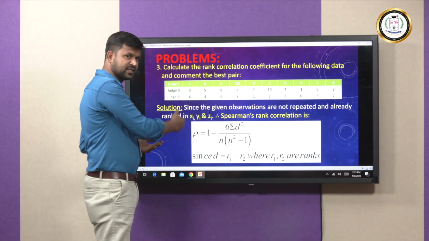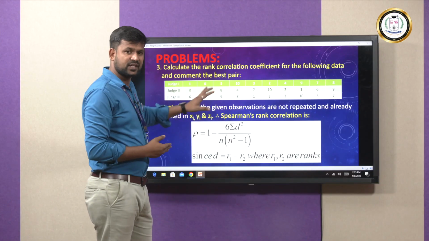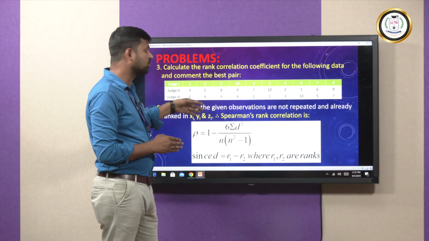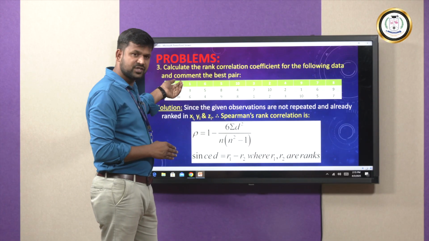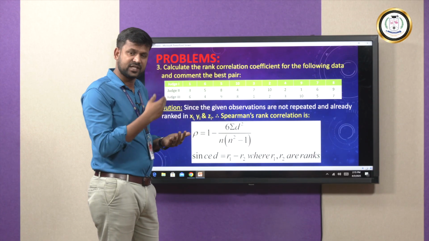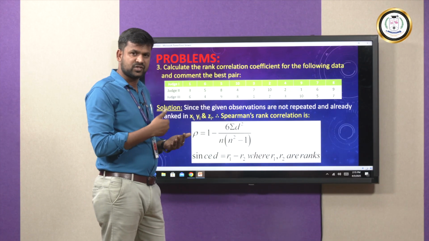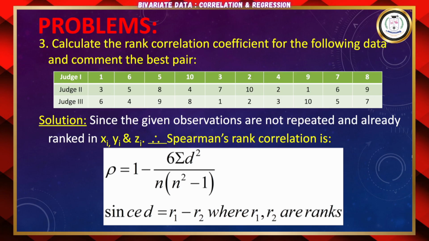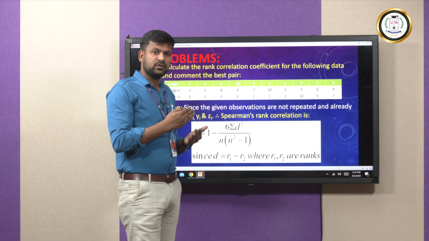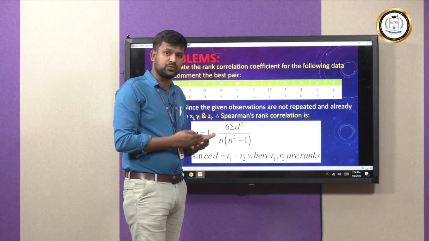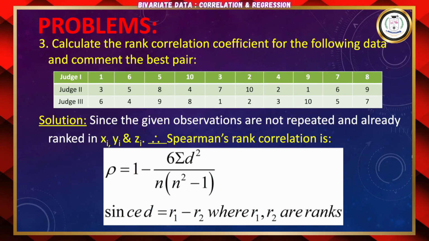When they have given these, the question they have raised is whose taste is similar. So we need to identify based on first judge and second judge as a pair, second and third as another pair, and first and third as another pair. So for these 3 we are going to find 3 different rank correlations. The correlation varies from -1 to +1. When the value approaches +1, that pair only we are going to take as the best result. The formula is similarly the same, there is no change.